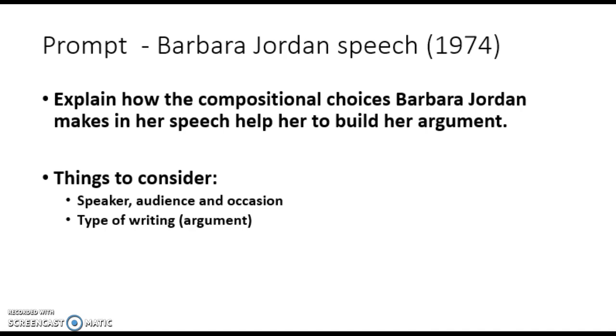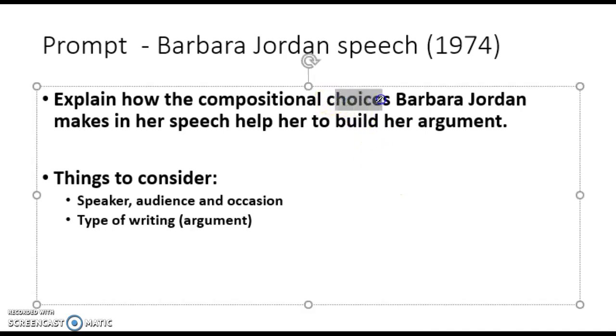So the prompt we're working with is a Barbara Jordan speech from 1974. We're going to explain the compositional choices that Barbara Jordan makes in this speech to help build her argument. And the things we need to consider are the speaker, the audience, and the occasion, and the type of writing, which in this case is an argument.